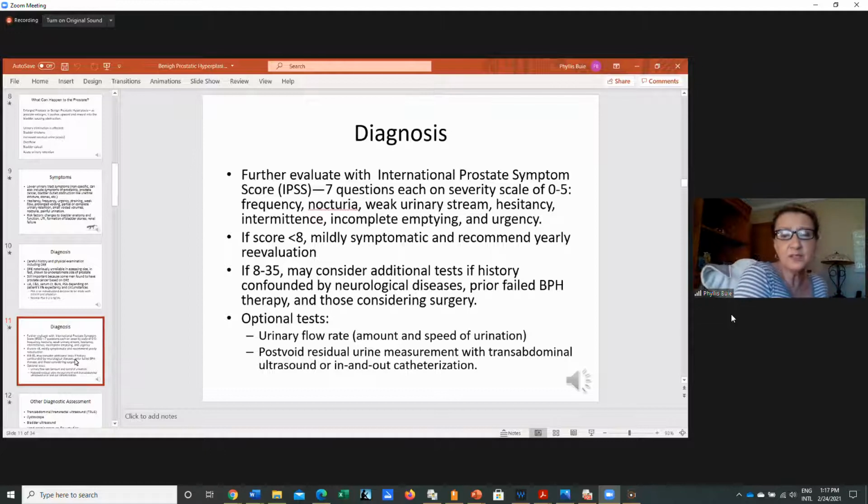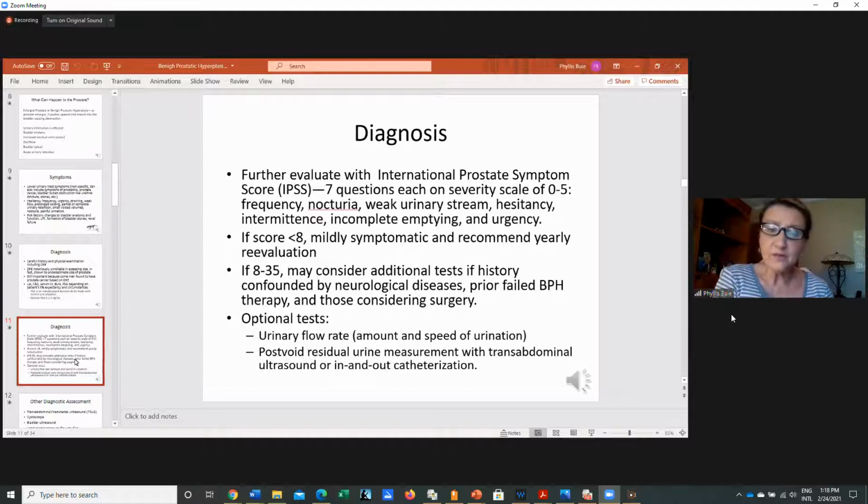Other tests that we can use is the urinary flow rate. It's the amount and speed of urination. And basically that can be done in a urologist's office. They will usually give the patient a lot of fluid to drink, and then they will have them void, and then they measure the amount and the speed of urination. So that helps them determine if the patient is truly having a problem with hesitancy or not completely emptying their bladder.